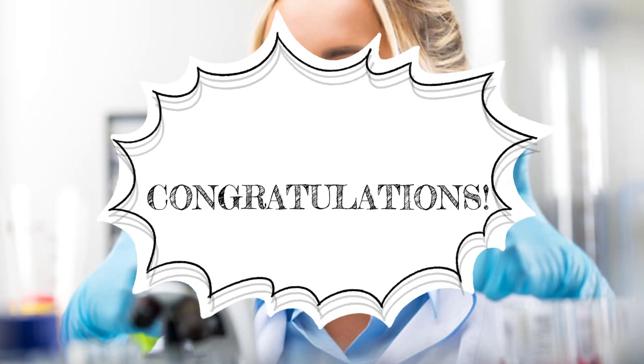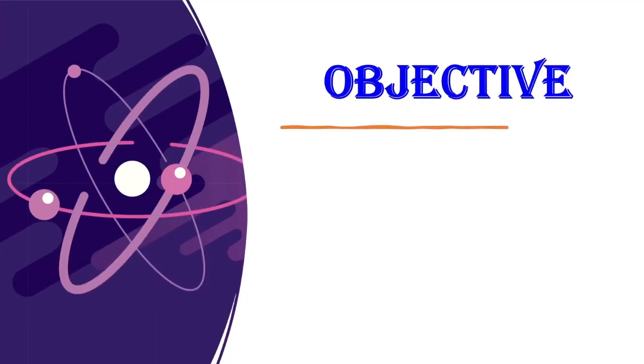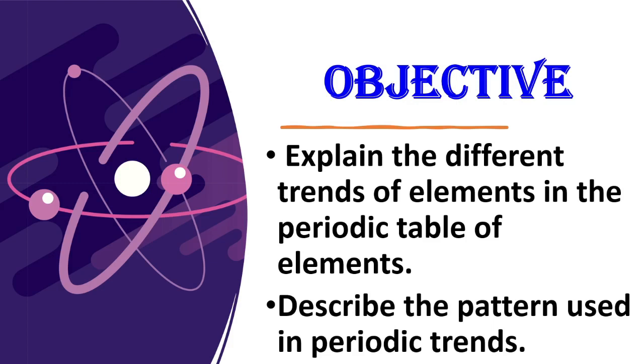Alright, learners, congratulations if you got all the correct answers. Now, learners, our objective for today's session is, at the end of this session, you will be able to explain the different trends of elements in the periodic table of elements. And lastly, describe the pattern used in periodic trends.